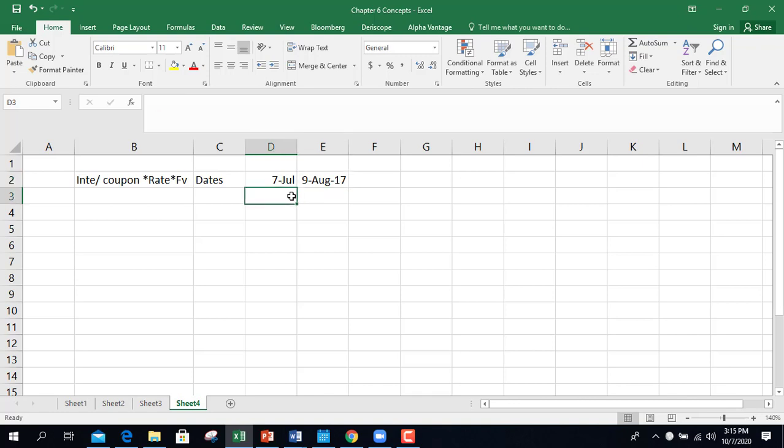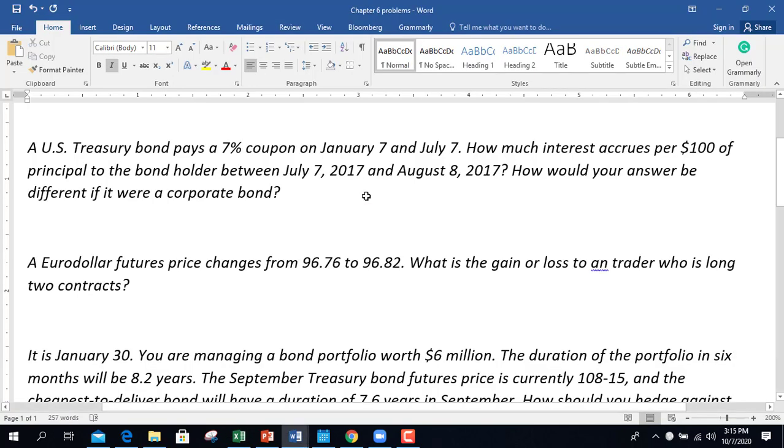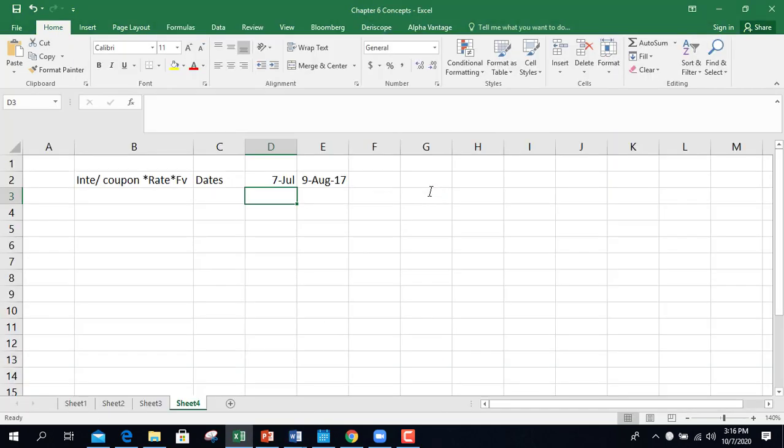So what is the total period? When does it pay? 7th Jan to 7th July. This is the coupon period. So the total period is going to be from 7th July 2017 to 7th Jan 2018.